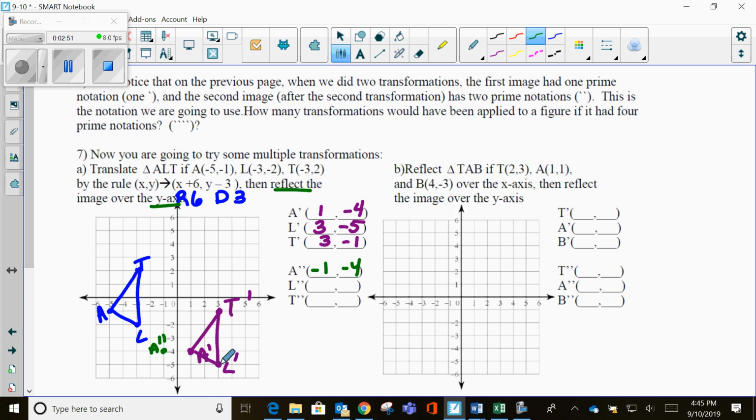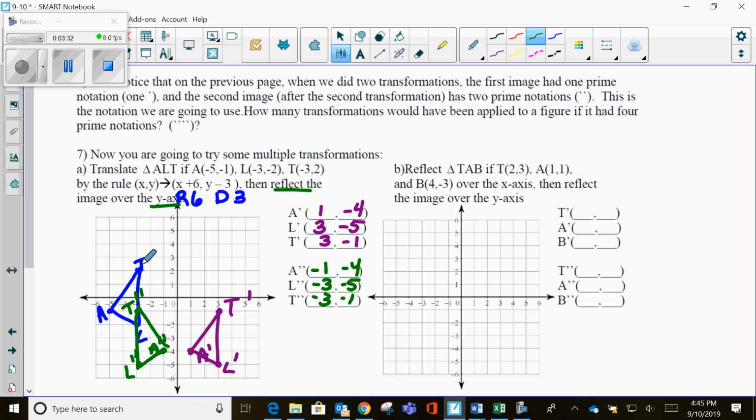So now I'm going to look at L. If L was 3, -5, the reflected image would be -3, -5. Again, the X value is what changed, signs. And my T was +3, -1, so it's going to become -3, -1. That's my T double prime. And there is -3, -1 is my last one. So here are my 3 triangles.